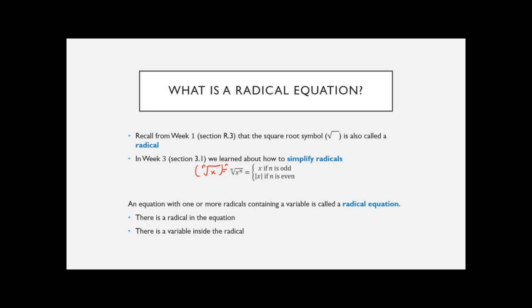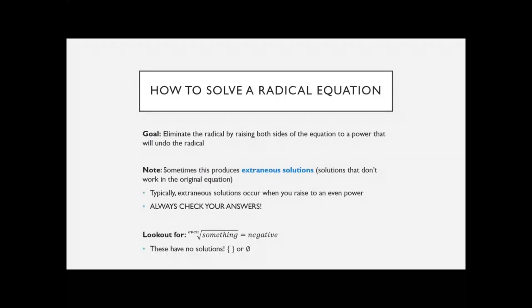When you're learning all of these different types of equations, you need to be able to identify what type of equation it is, so you know what the proper steps are for solving. So that's how you identify these types of equations. Our goal is to get rid of that radical, and we're going to raise both sides to an exponent, and that will cancel it out. If you have a square root, you square both sides. If you have a cube root, you cube both sides.